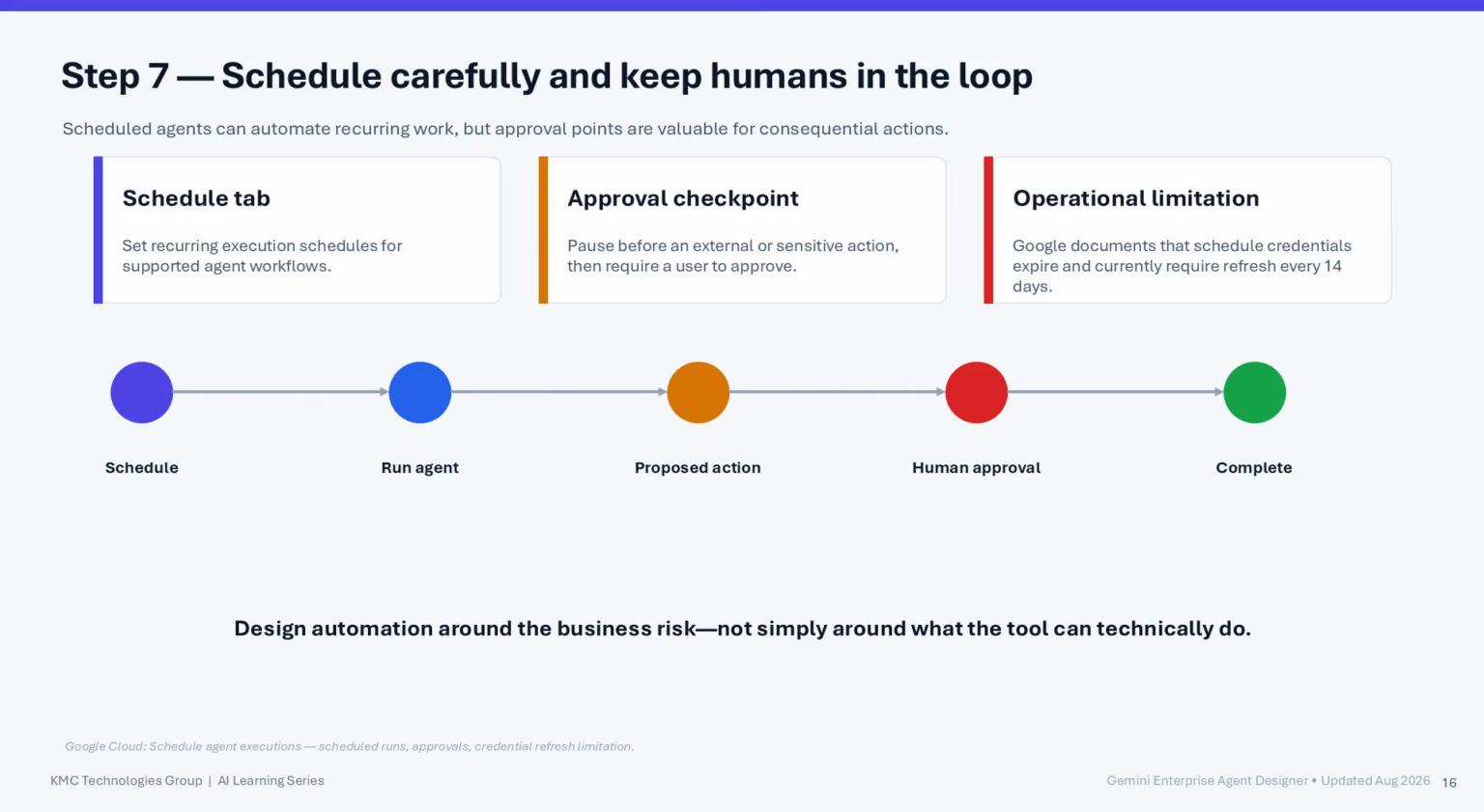One current operational detail is important. Google documents that scheduled runs use user credentials that expire every 14 days, so schedules must be refreshed to continue running. That may change over time, but today it is a real design consideration. The broader principle is to automate according to business risk, not simply because an action is technically possible.